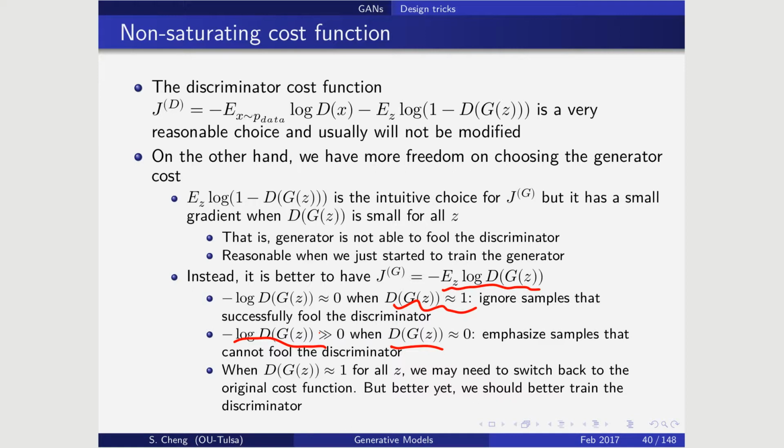So then of course, if your generator eventually becomes better and better, and it's able to fool the discriminator most of the time, then you go back to the region where it's here, right? Then it would be the other way around. Then maybe you want to switch back to the original cost function. But on the other hand, maybe you can better yet ask whether the discriminator is really doing a great job, because now the generator can fool the discriminator most of the time. So maybe you want to train the discriminator better so that the generator cannot fool it so easily.